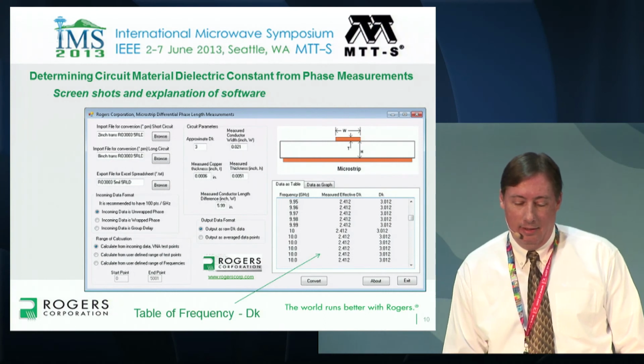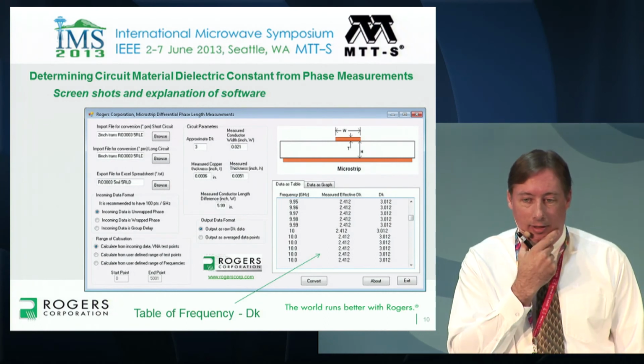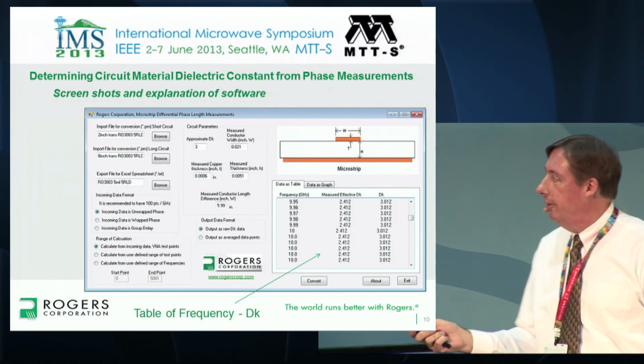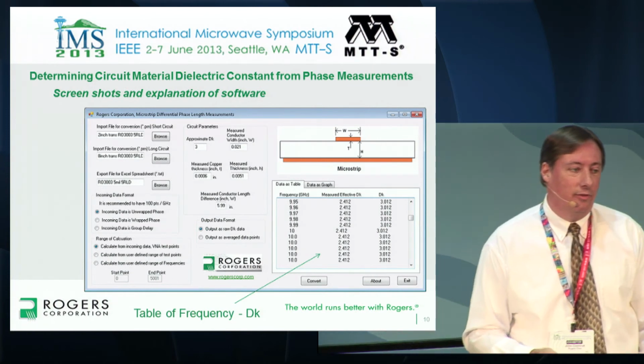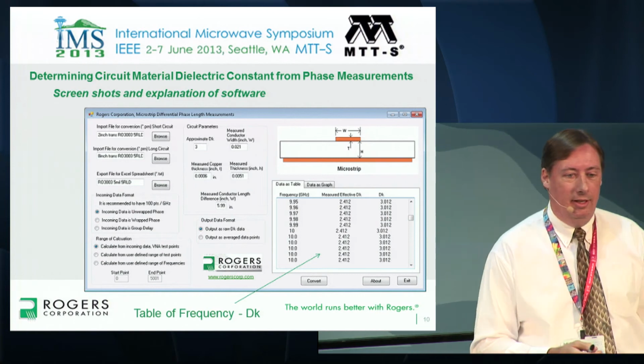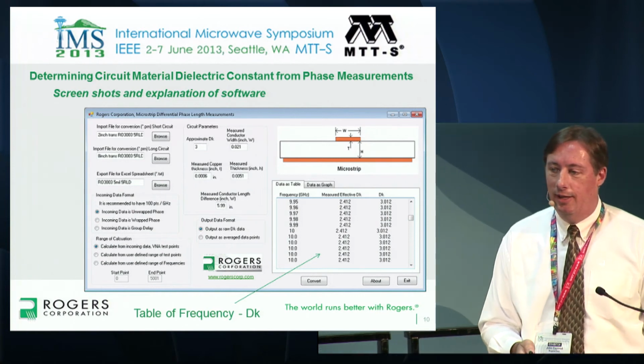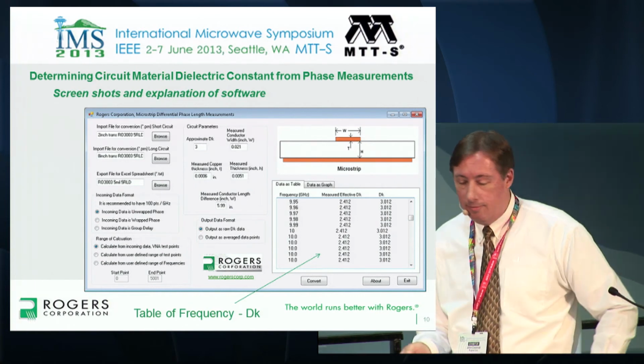So once you have all that done, you hit the convert button, and initially what you get is a table of information. The table of information has a scroll bar on the right, and you can scroll through the information, and it's based on frequency, so you can go through different frequencies and look at the effective dielectric constant and the dielectric constant at those frequencies.